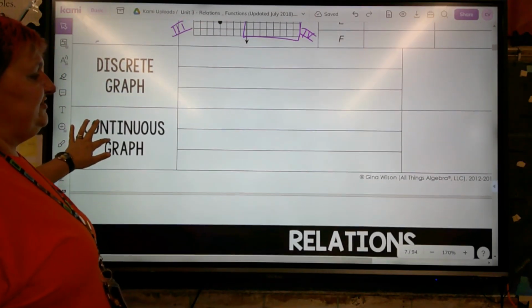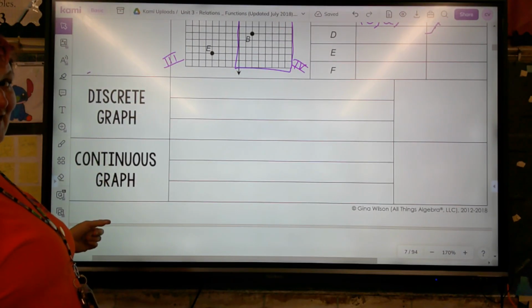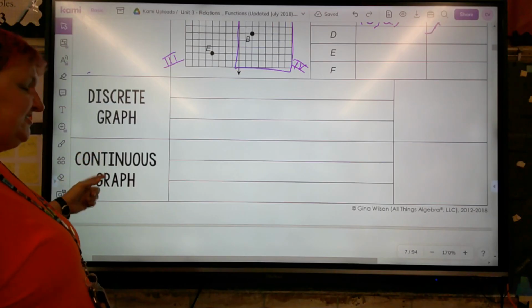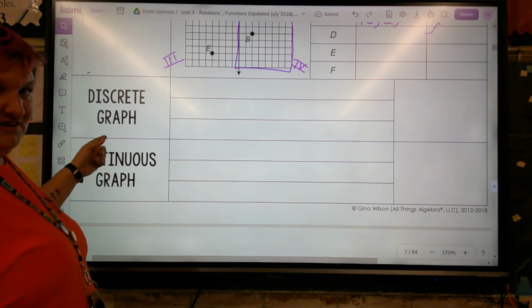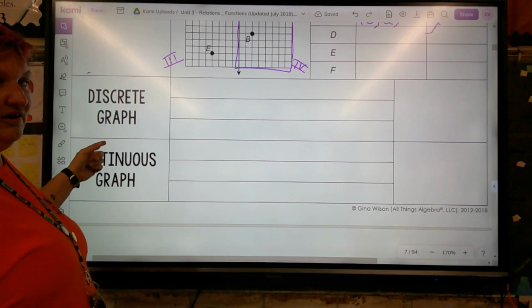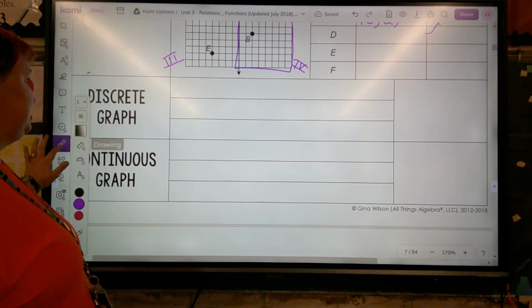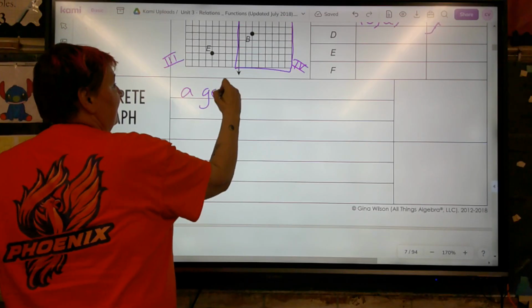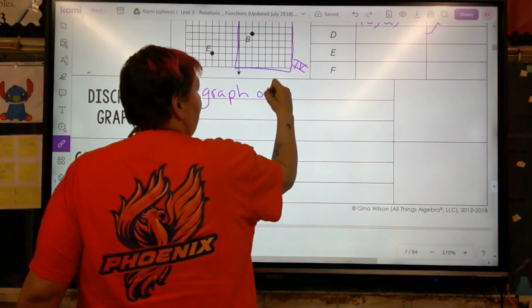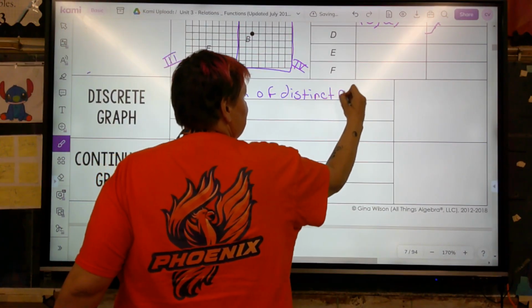Alright, there are two different basic types of graph. There is a discrete graph and a continuous graph. And continuous is what it sounds like. It goes on forever. Which means discrete is the other one. The one that doesn't go on at all. Right? The opposites of each other. Let me explain what I mean. Discrete graph is a graph of distinct points.